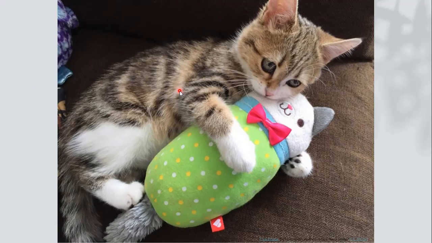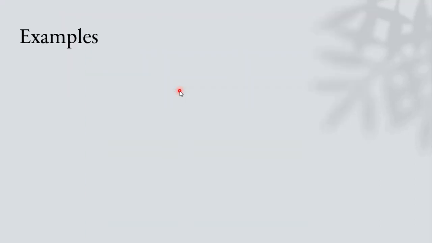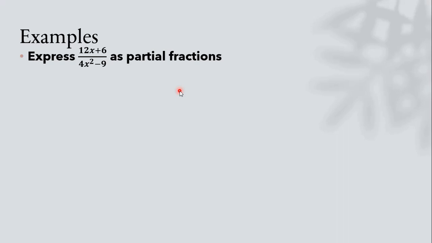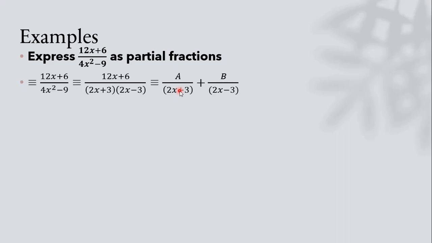Okay, we're going to go on to another example now when it decides to load. Express 12x plus 6 over 4x squared minus 9 as partial fractions. So with this one, we have to factorize the denominator. So we're going to get 2x plus 3, 2x minus 3, difference of two squares. And then that could be written as a over 2x plus 3 plus b over 2x minus 3.